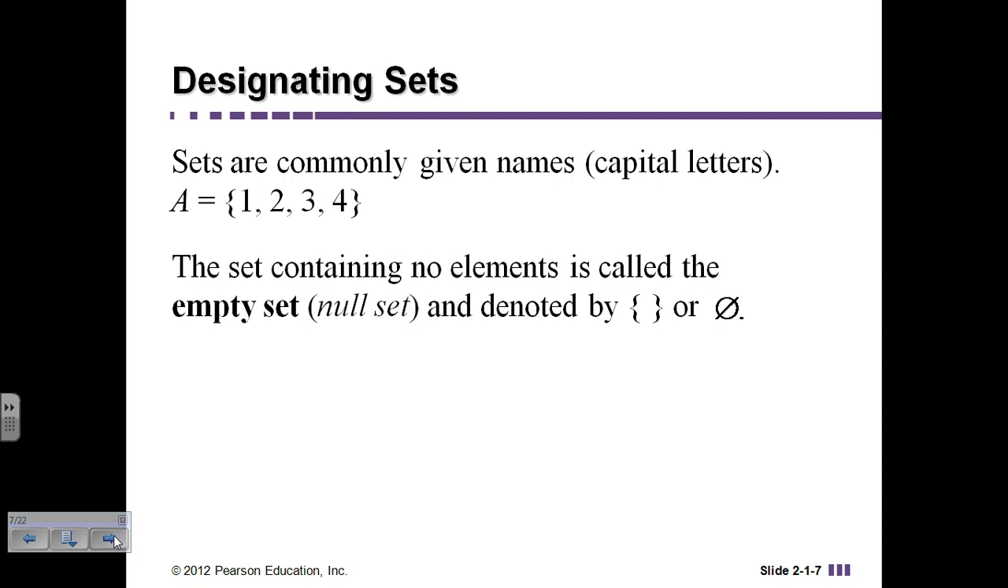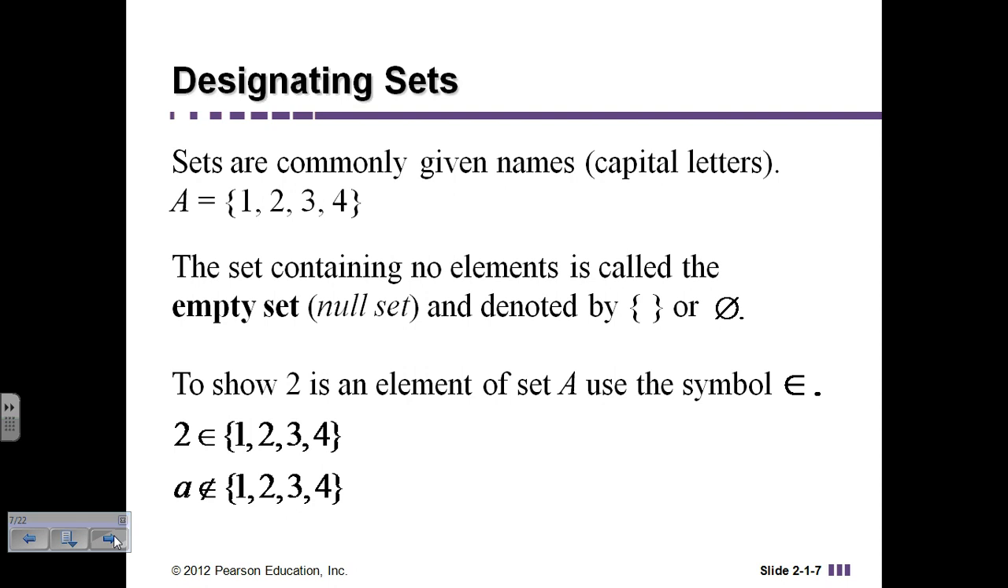A set that contains no elements is called the empty set or the null set, and is denoted by either empty curly brackets or by the null set notation symbol. To show that an element is a member of the set, we use the symbol that looks like the E. In this example, we're saying that 2 is an element of the set {1, 2, 3, 4}, but A is not an element of the set {1, 2, 3, 4}.